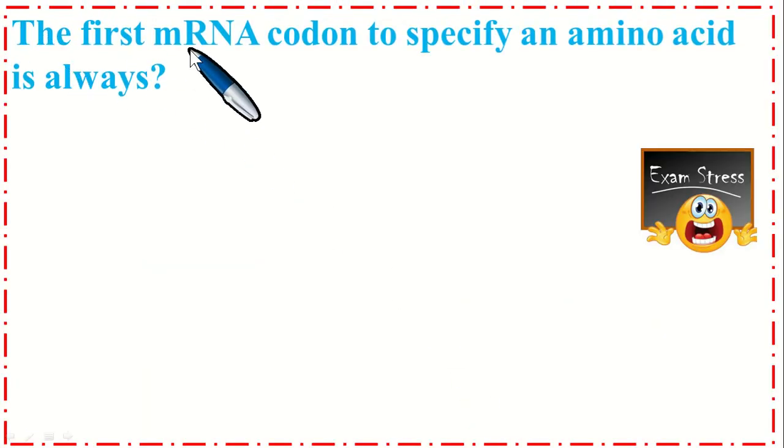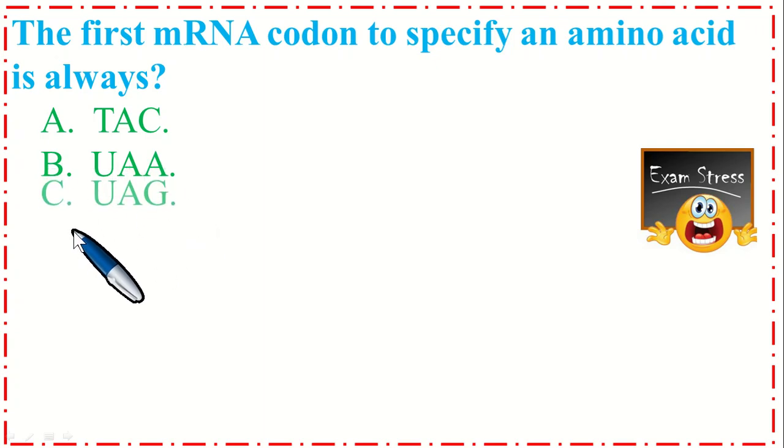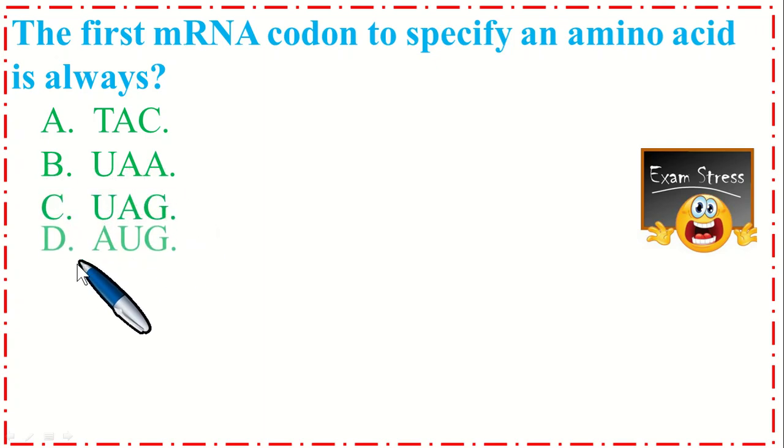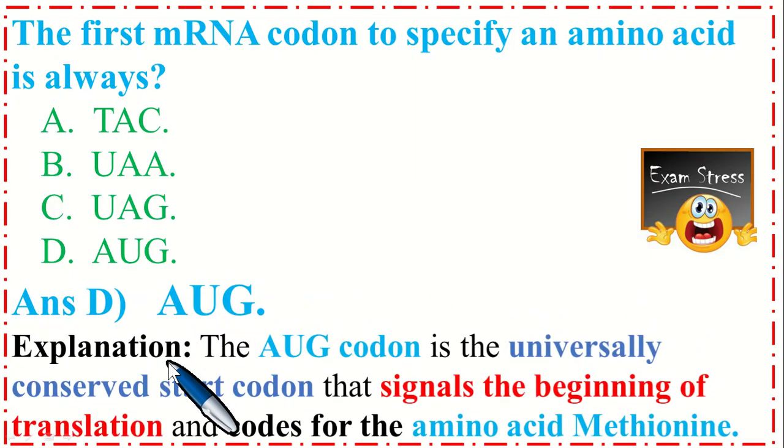The first mRNA codon to specify an amino acid is always option A TAC, B UAA, C UAG and option D AUG. So the correct option is D AUG. Explanation: the AUG codon is the universally conserved start codon that signals the beginning of translation and codes for the amino acid methionine.